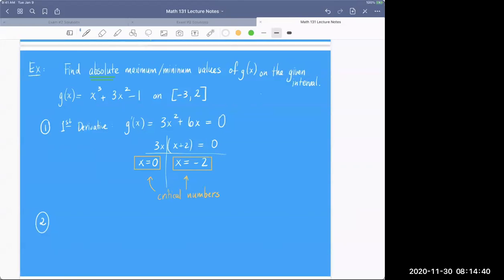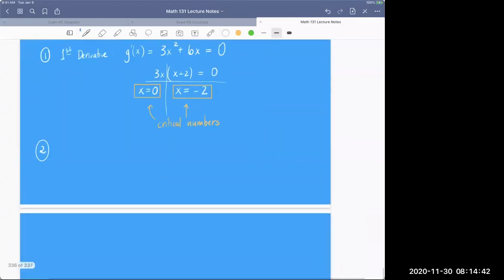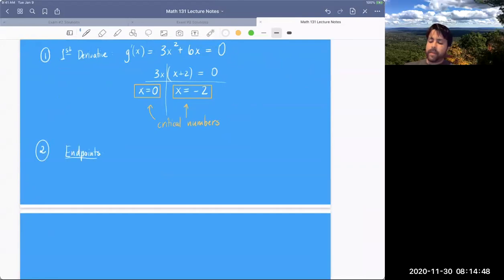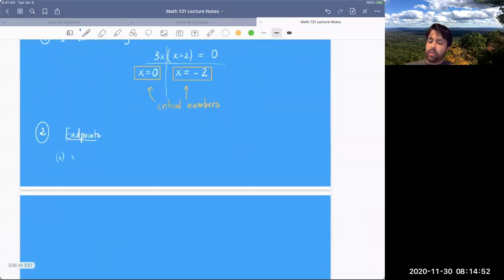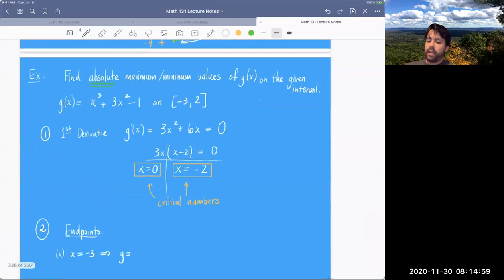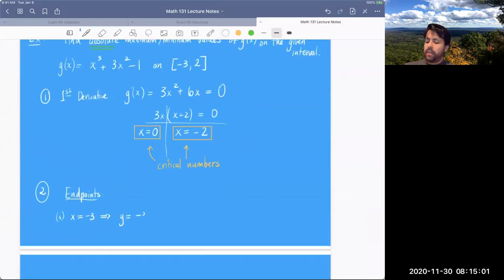So then we would say, okay, let's look at the endpoints, right? I'm just separating this up a little bit. So the first endpoint that I got is -3. So what happens when x equals -3? I want to find a y value. Well, I can plug in: I get -3 cubed plus 3 times -3 squared minus 1.